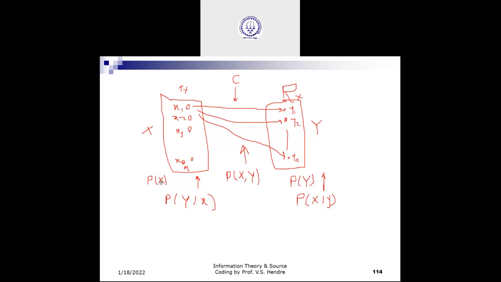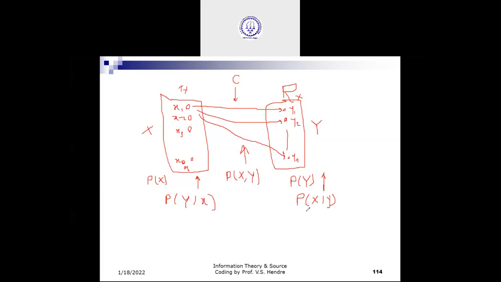I will repeat. P of x is the probability that symbol x1 is selected for the transmission. P of y is the probability that the symbol y1 is received at the receiver end. P of y given x is the probability when x is known to me. What is the probability that y will be received if I have transmitted x1?